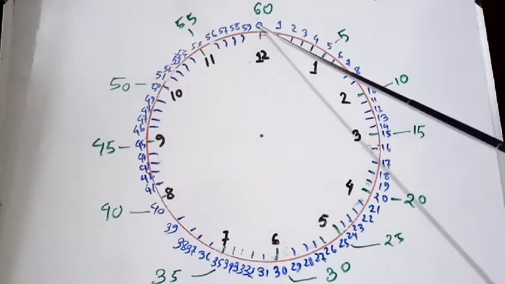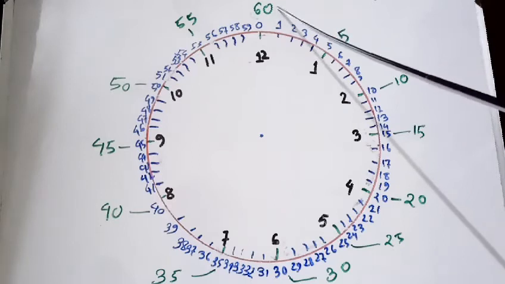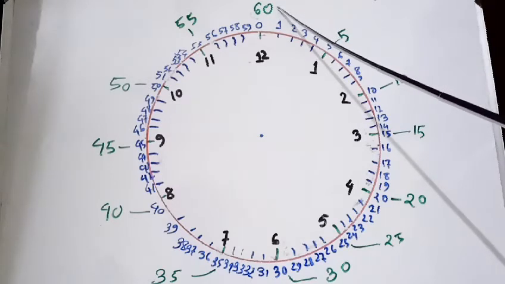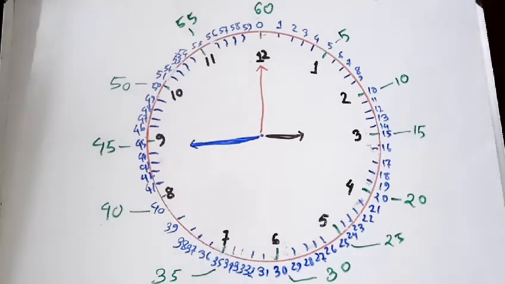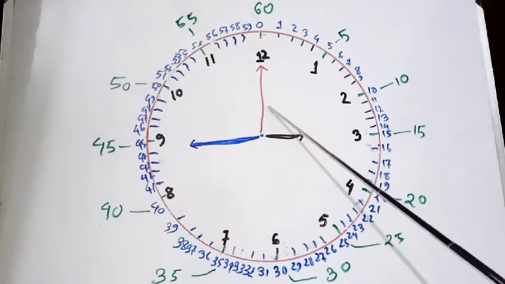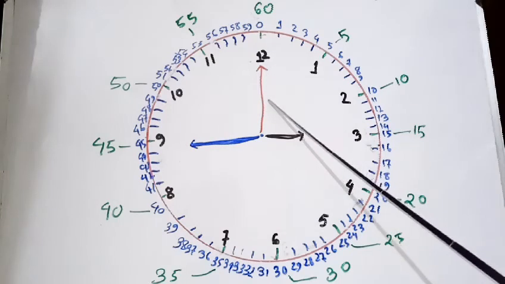these 60 numbers represent minutes or seconds. A clock has 3 hands. The smallest hand is the hour hand, then the minute hand, and the thin hand is the second hand.